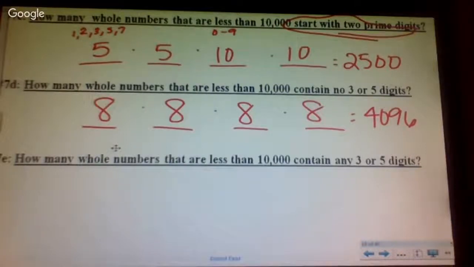And finally, the last one: how many whole numbers that are less than 10,000 contain any 3 or 5 digits? 2 times 2. Oh, wait, no. Not necessarily. 4. What if I give no restrictions? What's that total? 10 times 10 times 10.